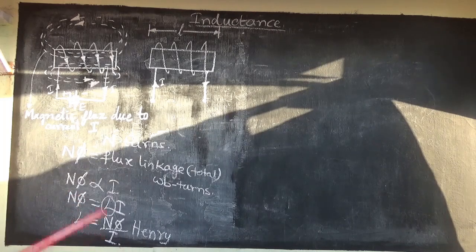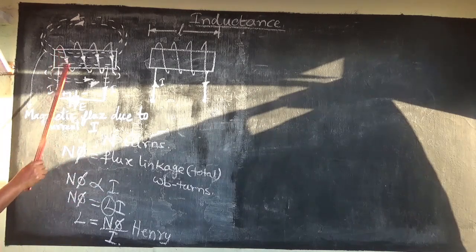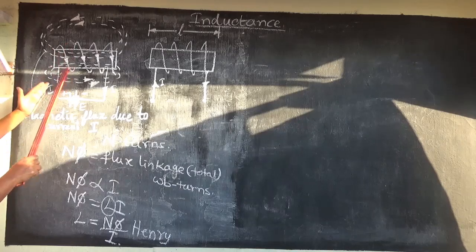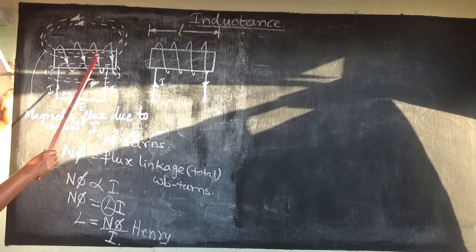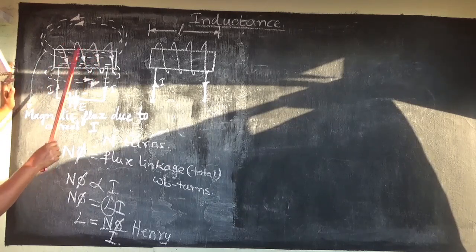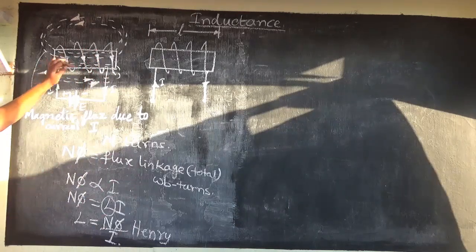So this is the inductance definition. Again I will repeat it. Some current is flowing through the conductor, and the conductor is wound on a ferrite rod in terms of turns. It is wound like this, and it is nothing but a coil. We call it a coil also, and it has a number of turns.